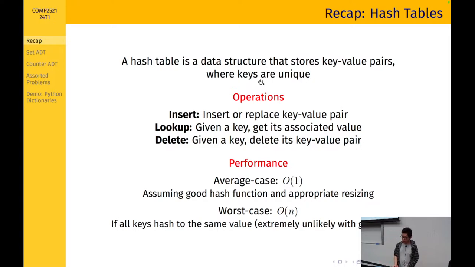We have the three main operations here. The first is insert. We want to insert a key value pair. If you're trying to insert a key value pair and the key already exists in the hash table, then it just replaces the value. The second operation is lookup. Given a key, we want to retrieve its associated value. Finally, if you have insert, then of course you might want to have delete. Given a key, delete its key value pair.